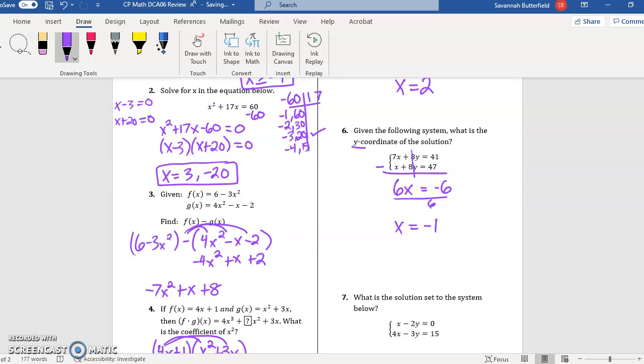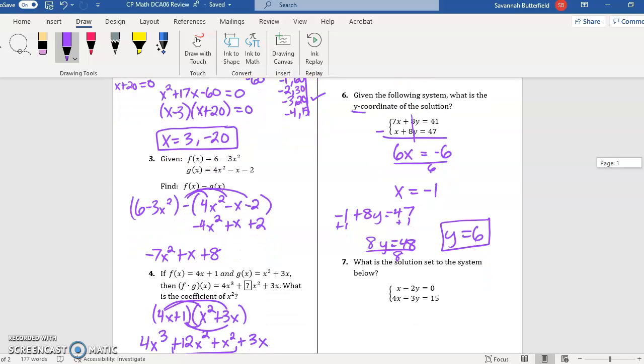I'm going to use the second equation, just because it's a little easier. You could use either. And I get -1 plus 8y is equal to 47. Add the 1, add the 1. You get 8y is equal to 48. Divide by 8, we get y is equal to 6. And that's the answer we're looking for. Pay close attention to questions like this. Make sure you know if it is asking for the x or the y, because it could ask you for either. Or it could ask you for both.